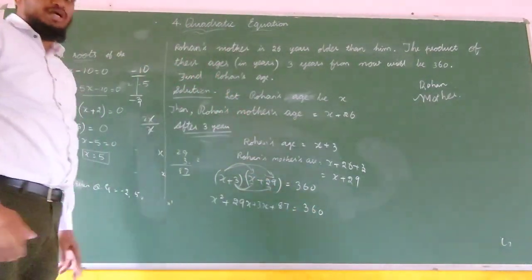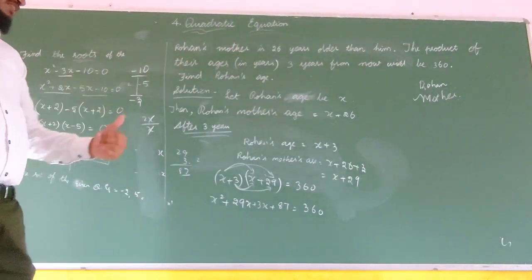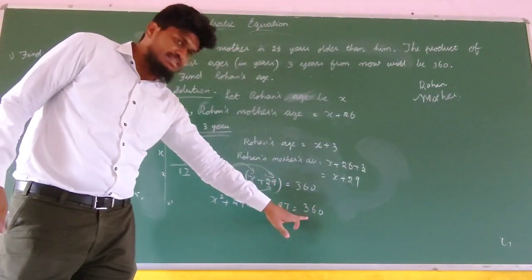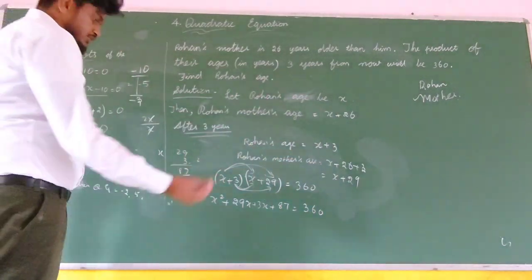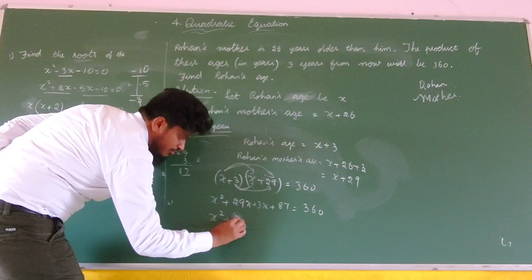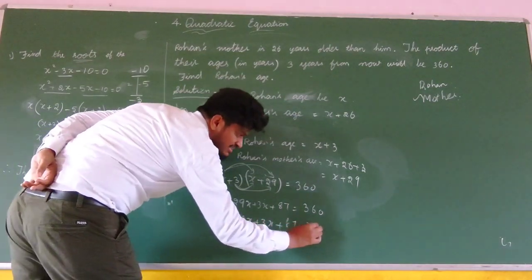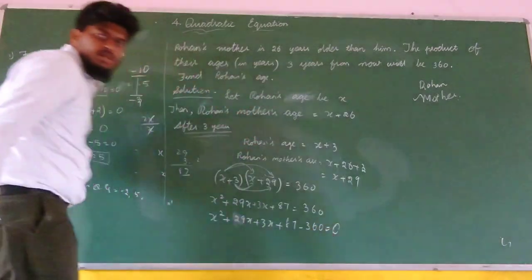So as we know, the general form of a quadratic equation is ax square plus bx plus c. So what we have to do? We have to transpose this 360 to this side. So if I am transposing that, x square plus 29x plus 3x plus 87 minus 360, which is equal to 0.